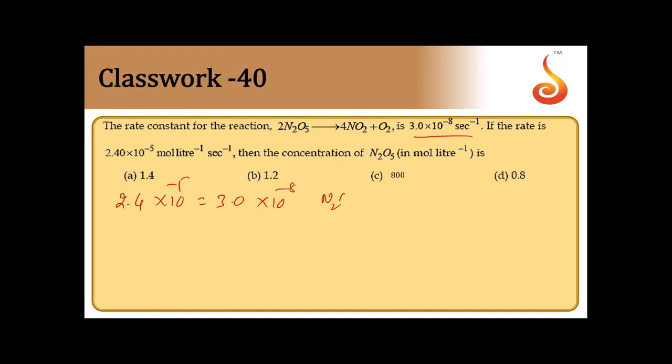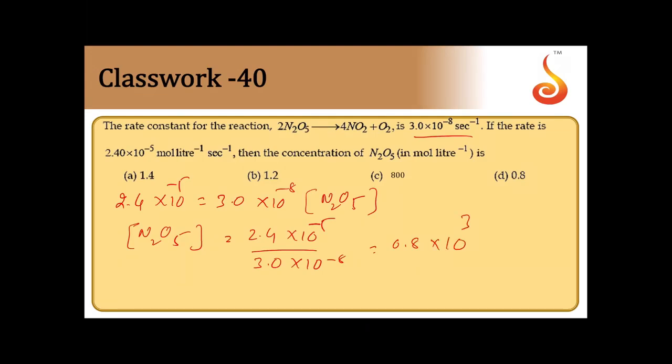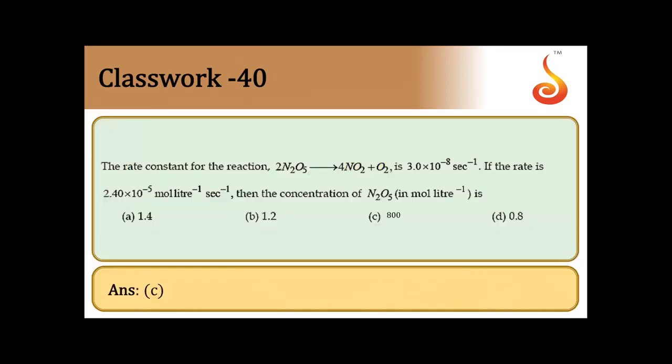So the concentration of N2O5 is equal to 2.4 × 10 to the power of minus 5 divided by 3.0 × 10 to the power of minus 8, which is equal to 0.8 × 10 to the power of 3, that is 800 now. So the answer is option C. C is the answer.